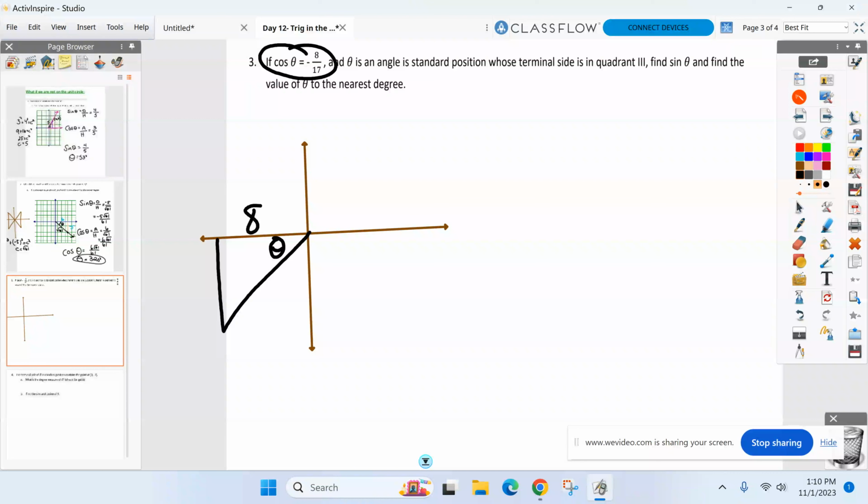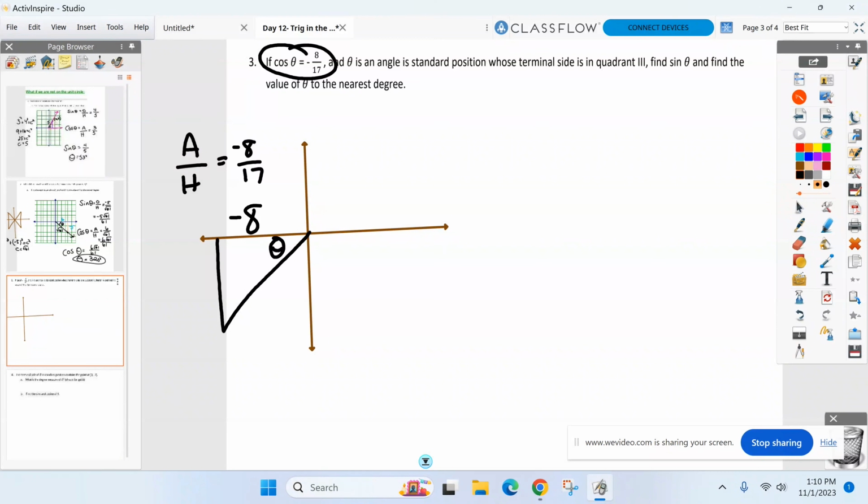I just labeled this 8 because what's cosine equal to? Adjacent over hypotenuse, right? And that gave me negative 8 over 17. I put the 8 there because it's adjacent, but I need a little more detail. It's going this way, right? So that's why it's got to be negative.